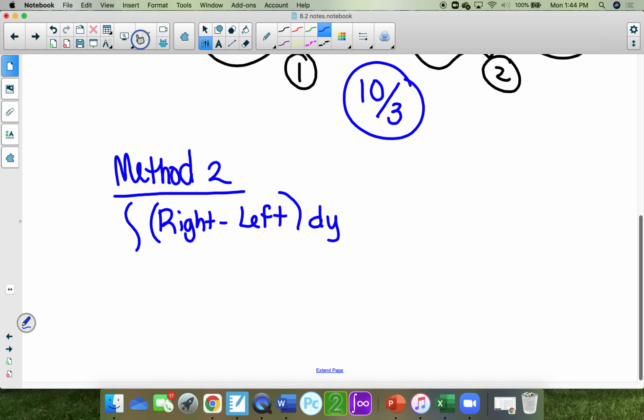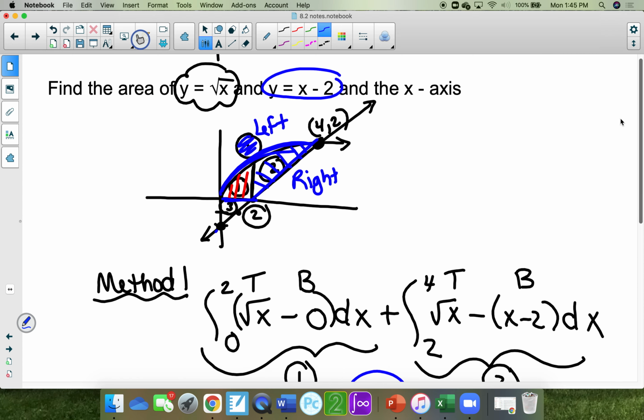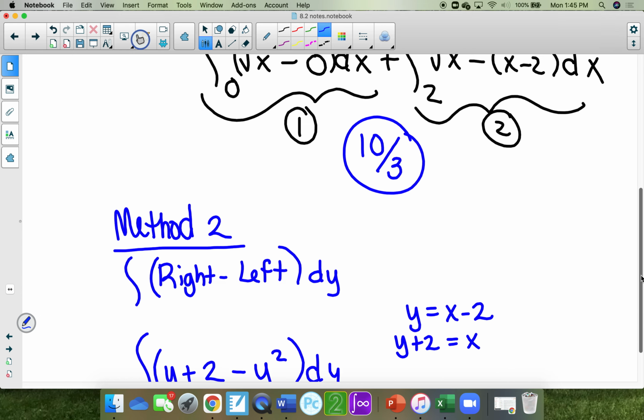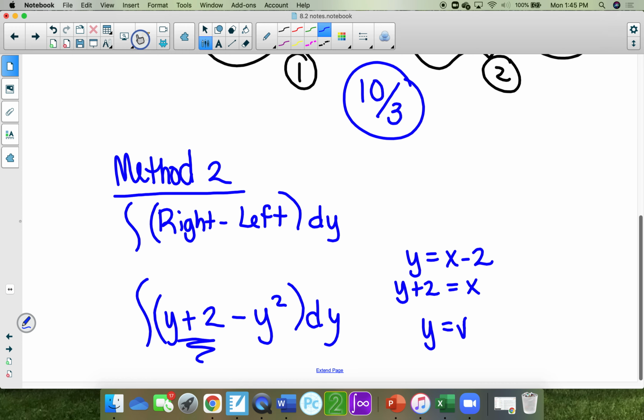So the right is y plus 2, and the left is a negative y squared. And how I got that was it was given to me that it was y equals x minus 2. But you need to get x alone and you get y plus 2. So that's how I got y plus 2. And the same thing with this other one. Y is equal to the square root of x. So x is equal to y squared. So that's how I got y squared.